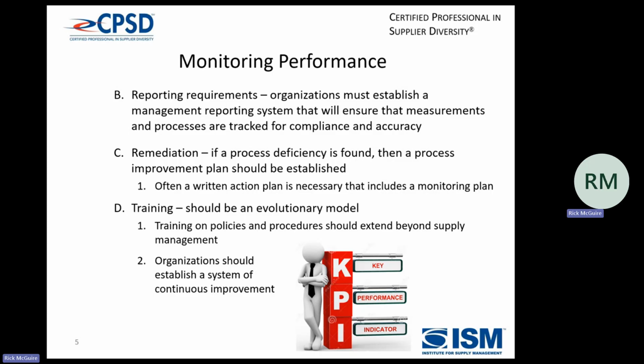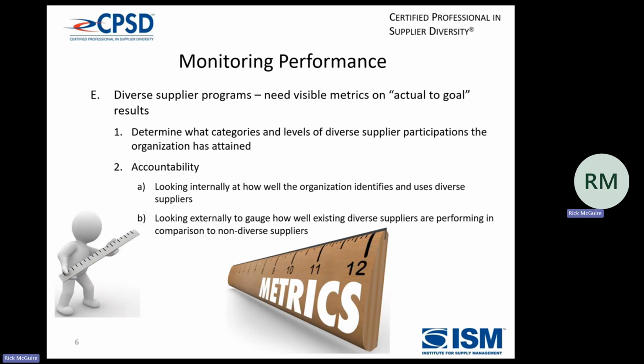Training on policies and procedures should extend beyond supply management. Organizations should establish a system of continuous improvement. And diverse supplier programs need visible metrics on actual to goal results. Determine what categories and levels of diverse supplier participation the organization has attained.